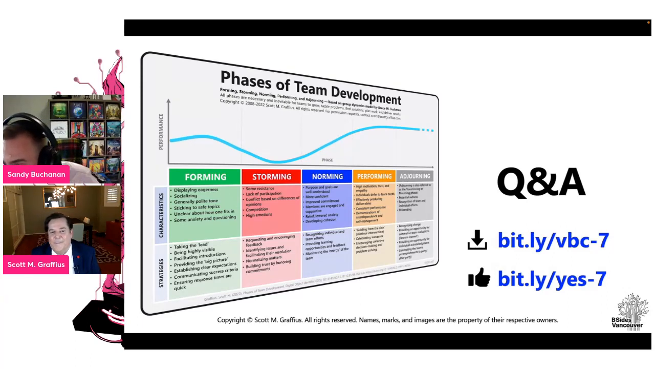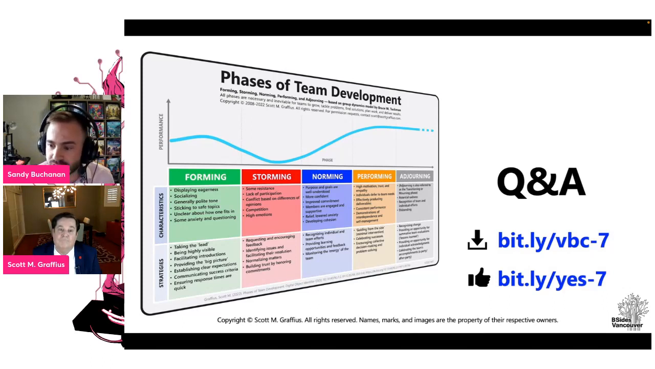Is it possible for different team members to be at different stages? For example, if you have a performing team but hire someone new who is trying to find their place on the team, does that mean that the whole team drops back to storming or norming?